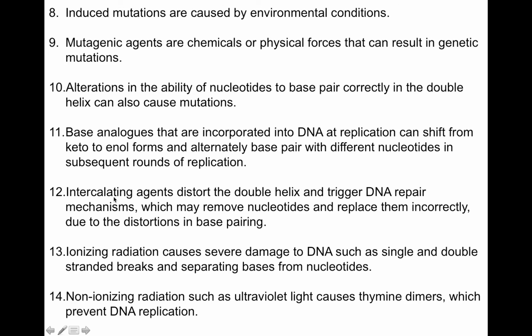Intercalating agents such as ethidium bromide or benzopyrenes distort the double helix and trigger DNA repair mechanisms which may remove nucleotides and replace them incorrectly due to the distortions in the base pairing. Ionizing radiation causes severe damage to DNA, such as single and double-stranded breaks and separating bases from nucleotides. Non-ionizing radiation, such as ultraviolet light, causes thymine dimers, which prevent DNA replication.